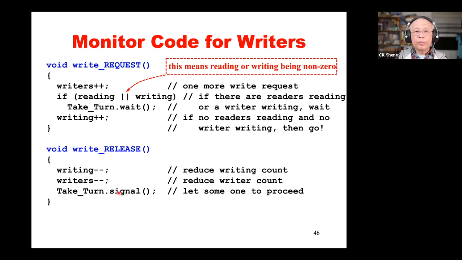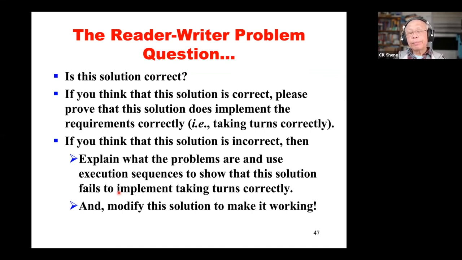So is this solution correct? If you think that this solution is correct, please prove that this solution does implement the requirements correctly, that is, taking turns correctly. If you think that this solution is incorrect, then explain what the problems are and use execution sequences to show that the solution fails to implement taking turns correctly. And then modify the solution to make it work. This question may be a bit challenging, but think about it. It's a good food for thought.